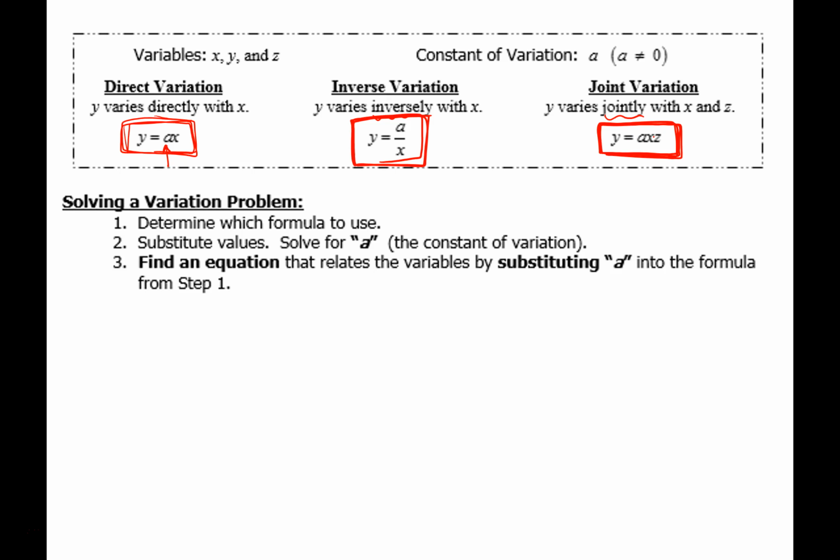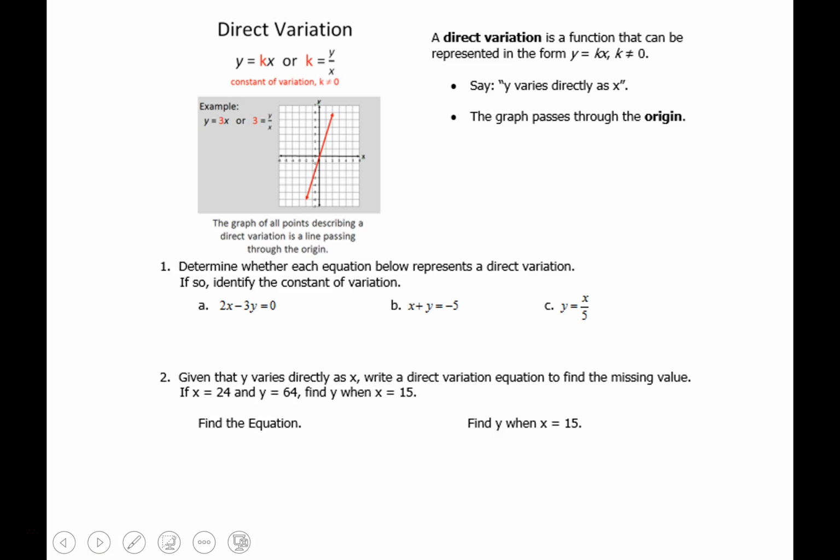Okay, so let's hop into how to solve these problems and then look at these individually. Whenever we solve a variation problem, regardless of which of these 3 types it is, we first need to figure out which one of these formulas we are going to use. Then we need to substitute in the values that were given so that we can solve for A and find our constant of variation. And then we're going to write our formula as an equation with the A substituted in. And that's going to give us an equation where we can find other values, or solve the problem, if you will.